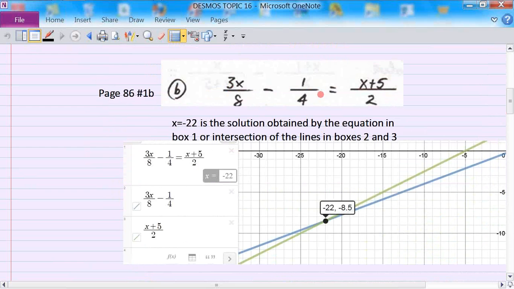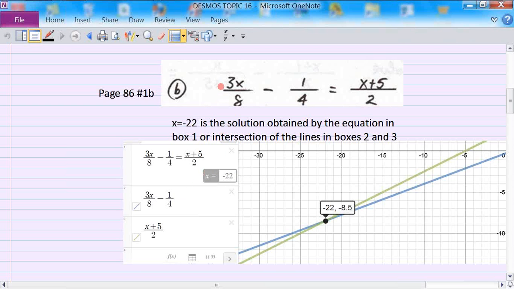Now again, here I've got an equation, page 86, 1b. Here it is. Put it into Desmos. It has no problems because it's a relatively simple equation, so Desmos doesn't really have any problems with this. It calculates it as x equals minus 22, and that should be enough.